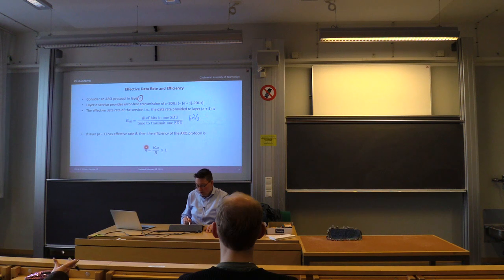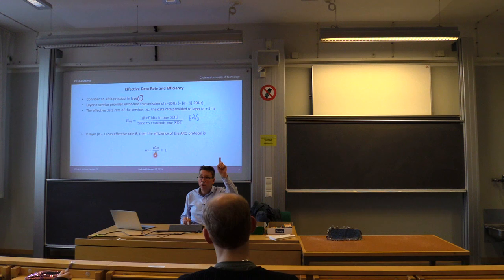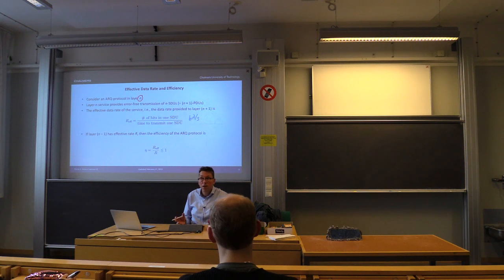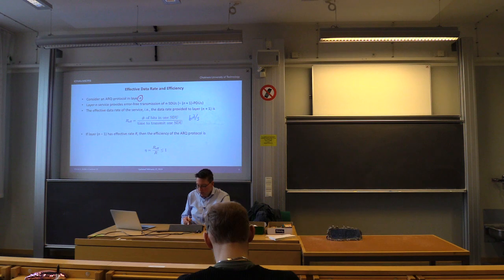So the efficiency is the ratio between the effective rate, the rate that I provide, divided by the rate that I get from below. The rate that I get from below will always be higher than what I can deliver upwards. I cannot create data rate in a layer. I can only use what I get, and I can use that as efficiently as possible. So the efficiency is always a number less than 1.